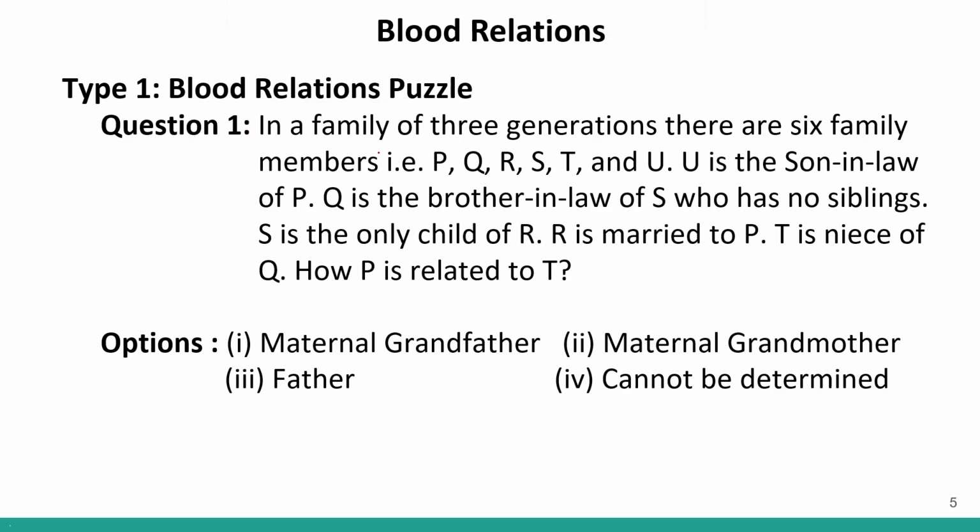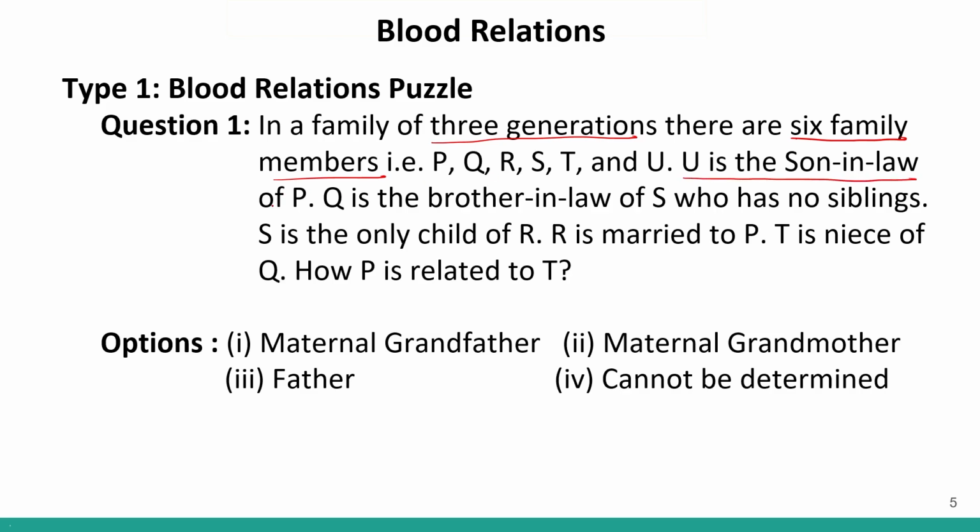It is given to us in a family of 3 generations. So generations are also specified. There are 6 family members. So what are the names of the family members? P, Q, R, S, T, and U. Okay, so this much information is given to us. Now let us move forward.